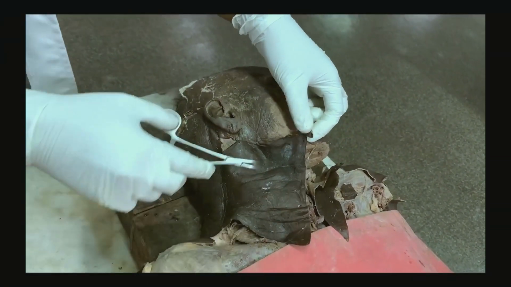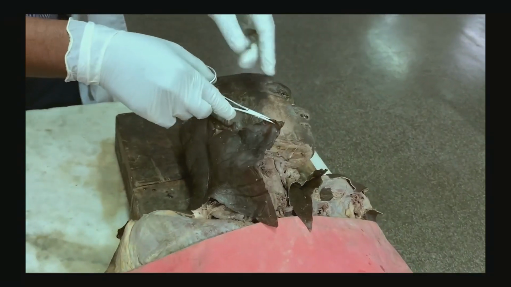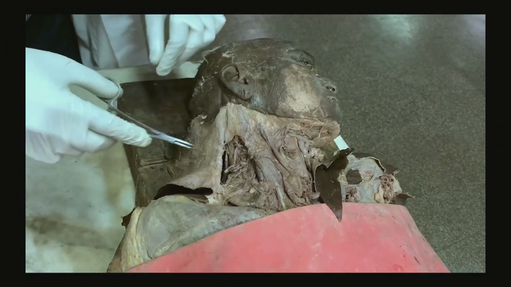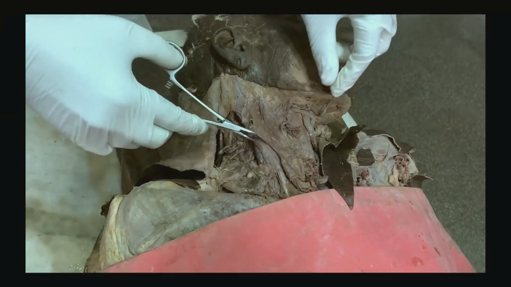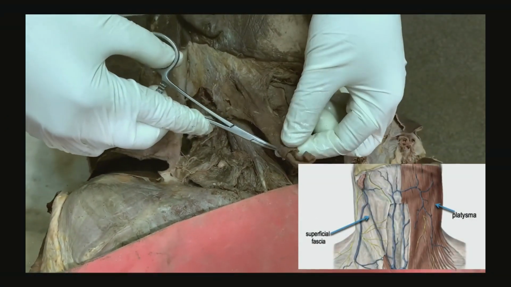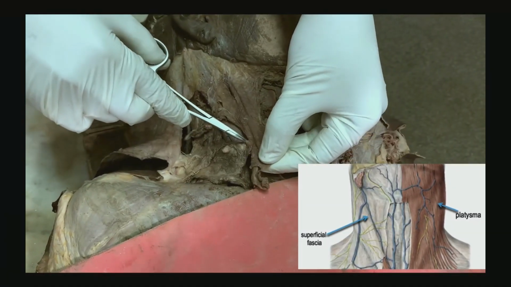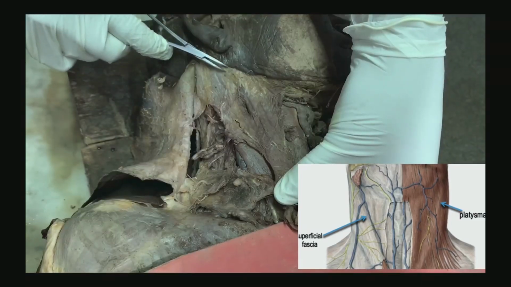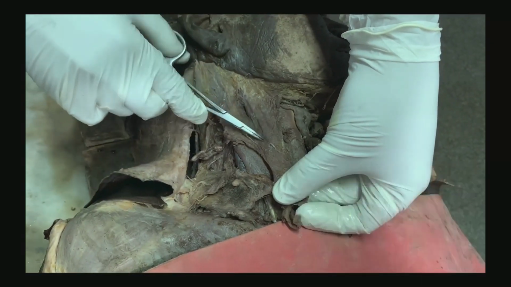So as we reflect the skin, we are seeing the cadaveric dissection on the right side of the neck. What we see is the superficial fascia, which contains the platysma muscle. Immediately beneath the skin, we have the platysma muscle with the superficial fascia.